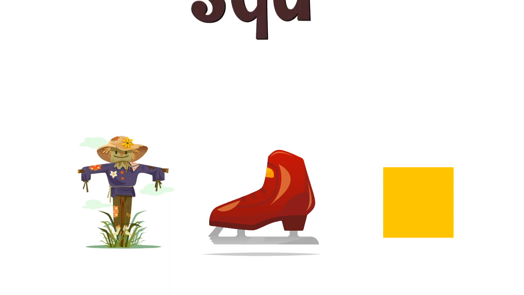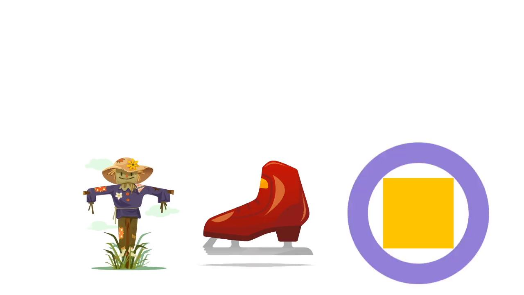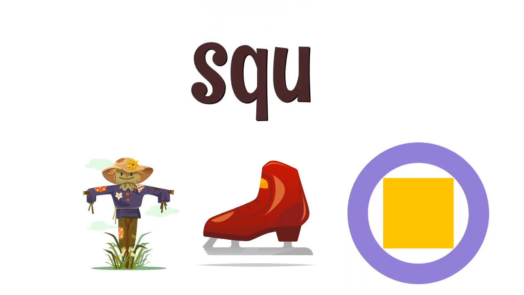Okay, this one's tough. The words are scarecrow, skate, and square. Only one of them has a 3-letter beginning blend. The answer is square. SQU is the beginning blend. Scarecrow, SC, and skate, SK, have 2 letters.